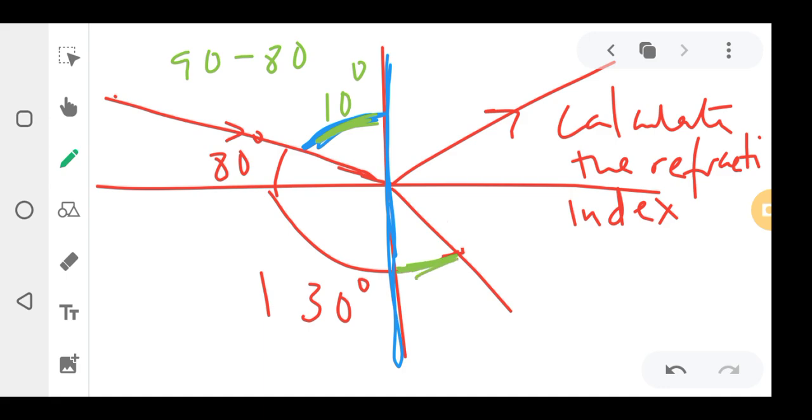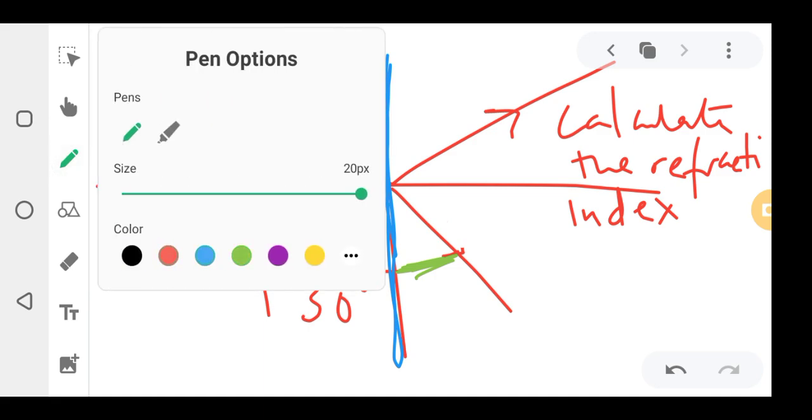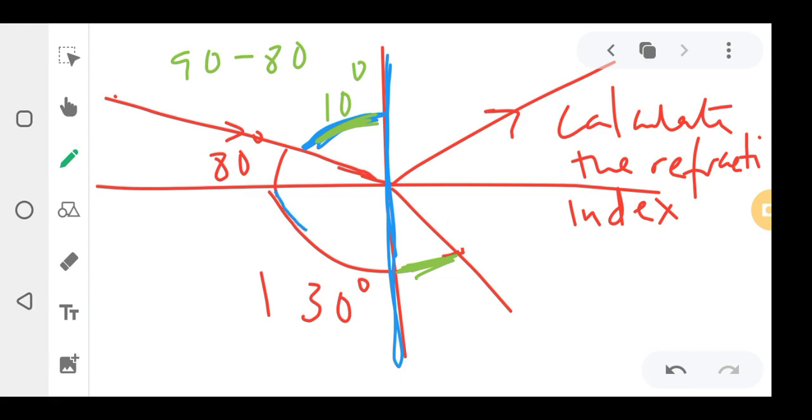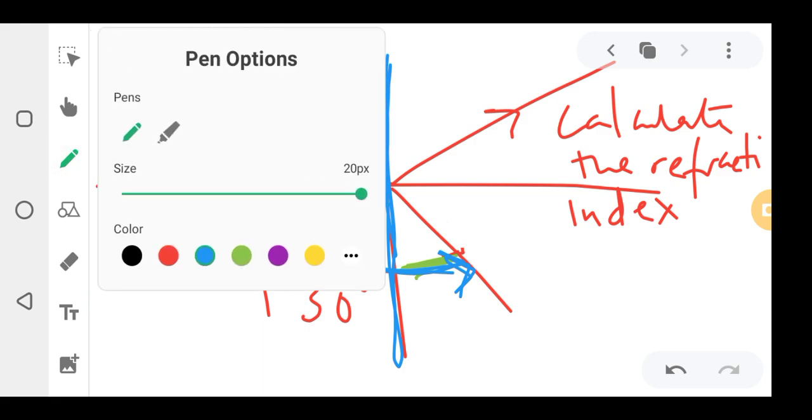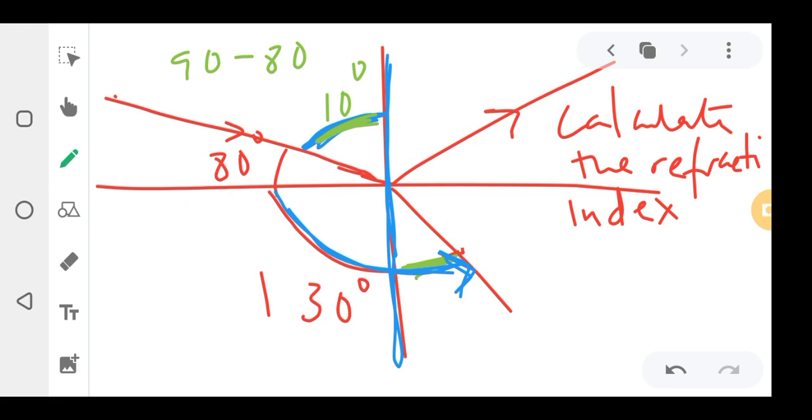But how do you find this one? How do you find that angle? Because from here to here, don't forget, this whole angle here is 130. So we chop off this 90. This whole angle here is 90. So we have to chop off the 90 from the 130, and what will remain is this one here.